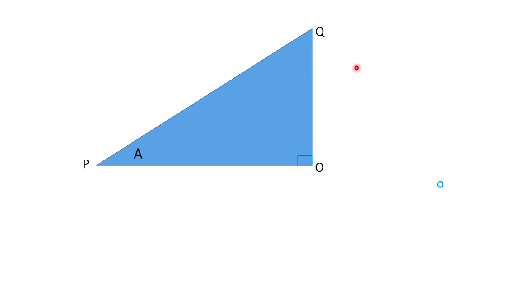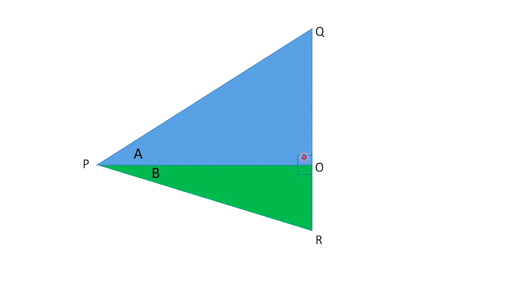So first, let's say the angle QPO is A, and POQ, this angle, is a right angle. Then we stack another right angle triangle with one of the angles B, OPR here, and again POR is a right angle. So basically these two triangles are stacked back to back.